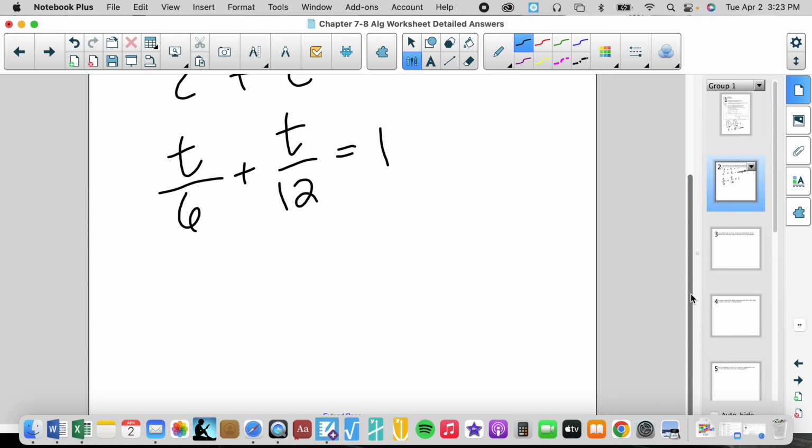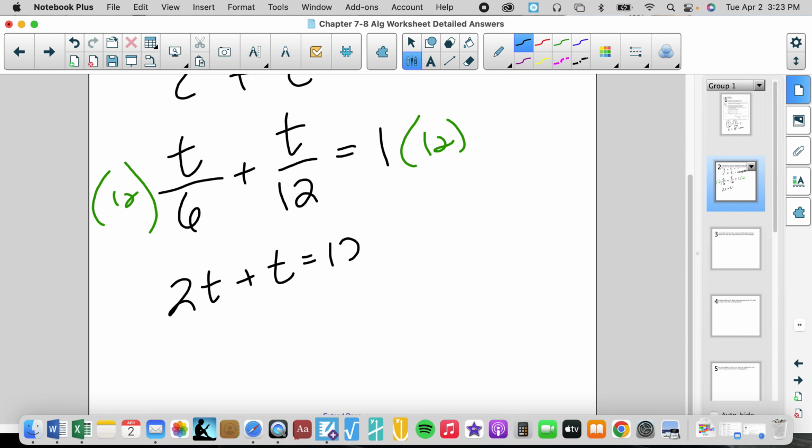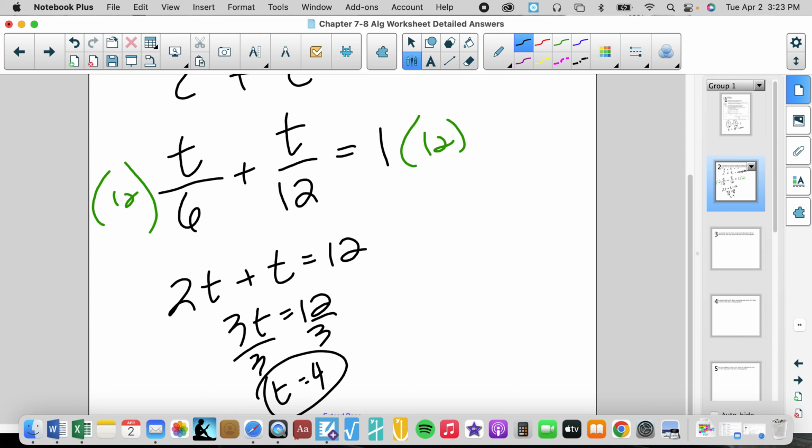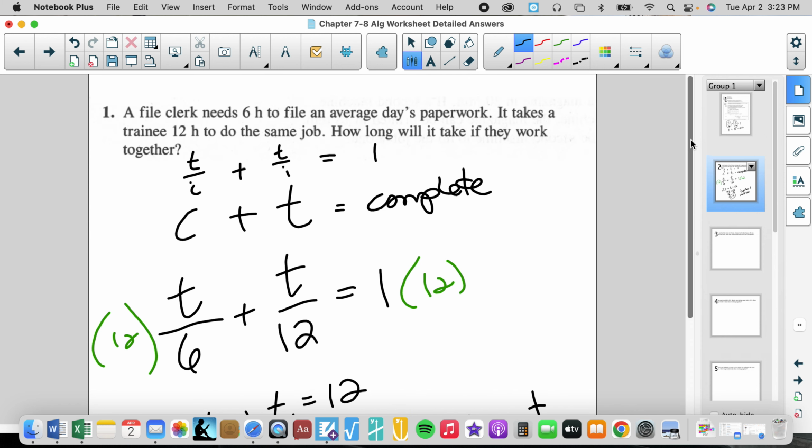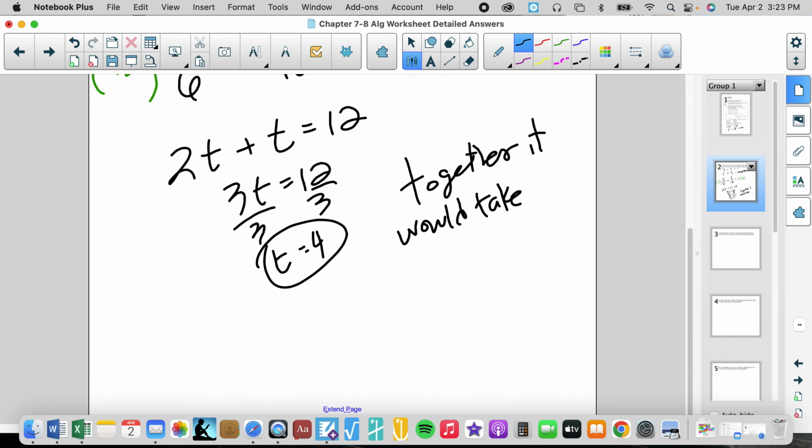So how do I get rid of that? Let's get rid of the denominators by multiplying everything by 12. We get 2t plus t equals 12. 3t equals 12, divided by 3. t equals 4. t represents together. So together, it would take 4 hours.